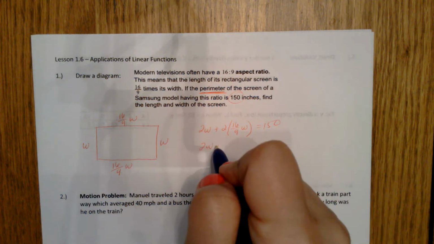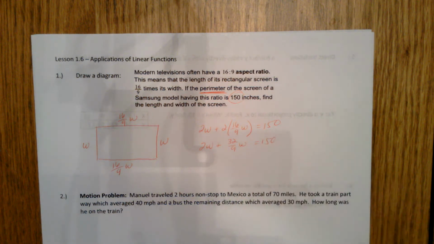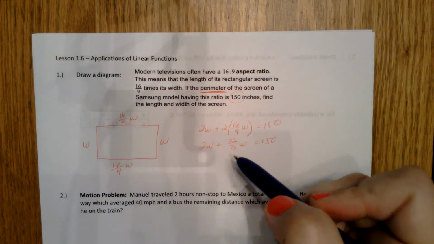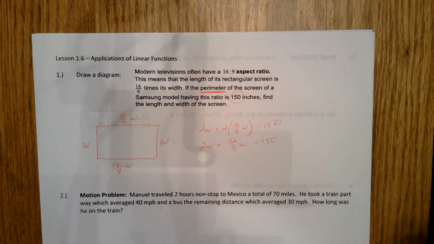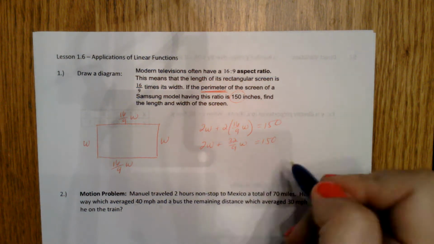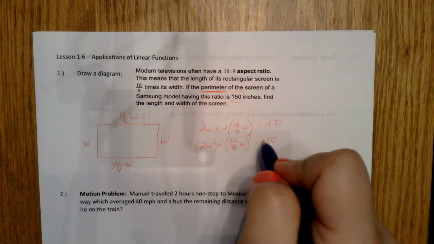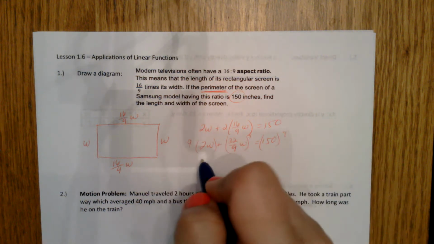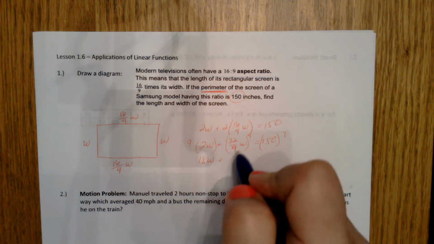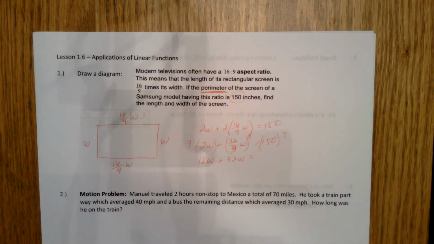So 2W plus 32/9 W. And again, we just learned from the last class how to get rid of fractions inside of equations. So you can multiply everything through by a 9. So multiply this by 9, this by 9, and this by 9. And you'll just clear those fractions. This would be 32W, and 9 times 150, I'm going to use my calculator, 1350.